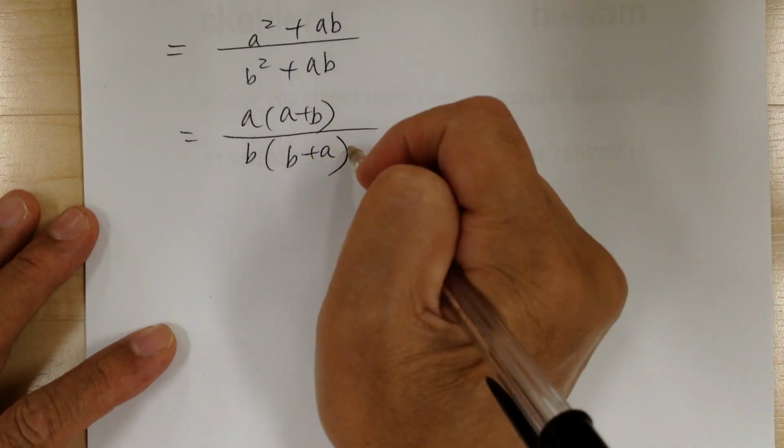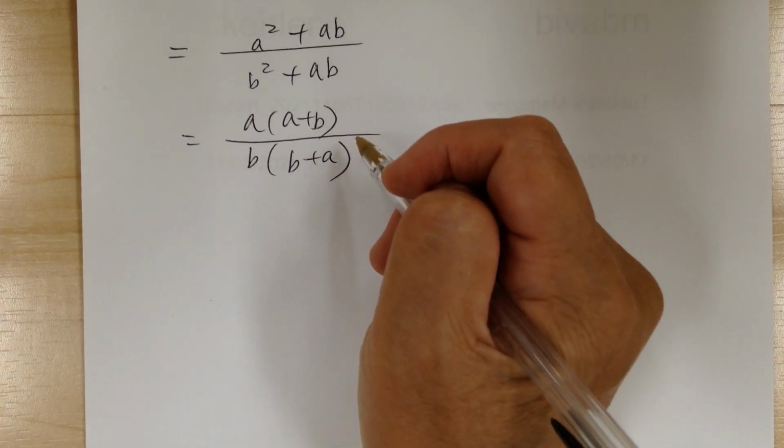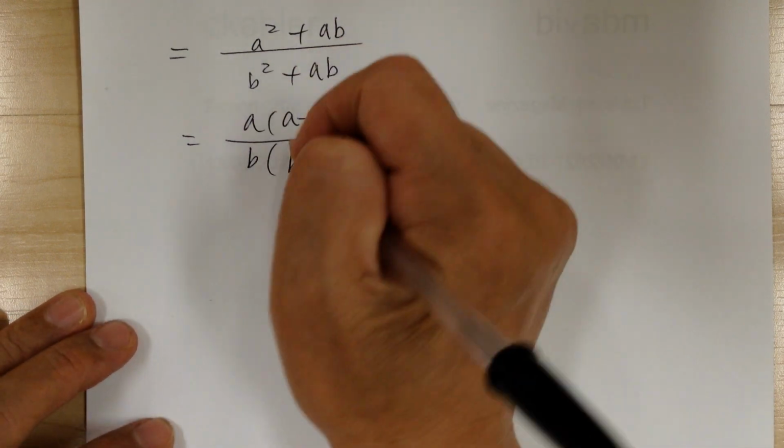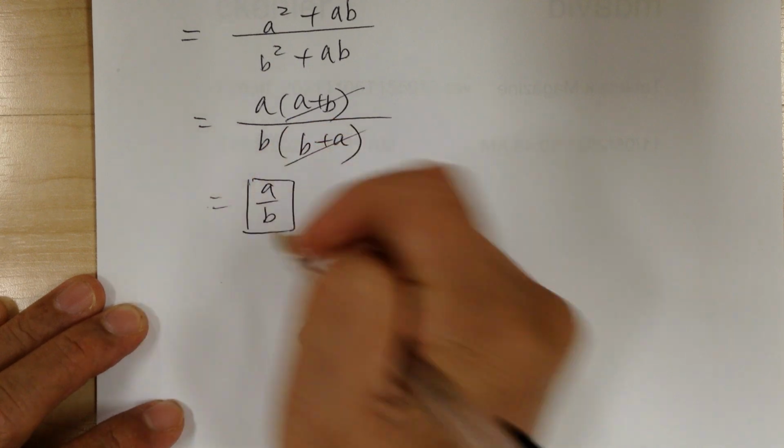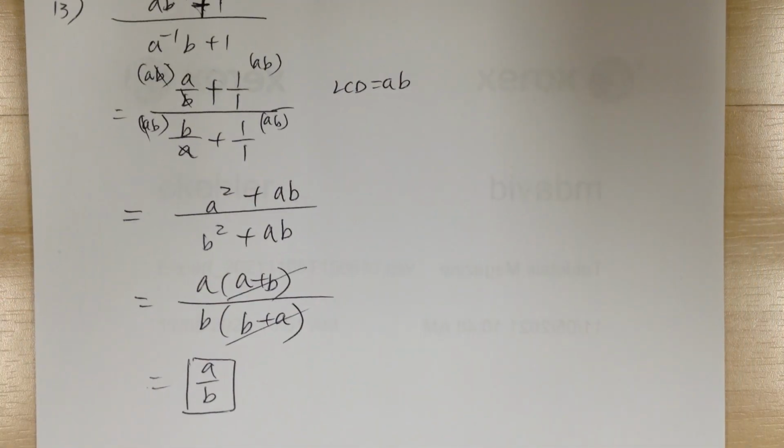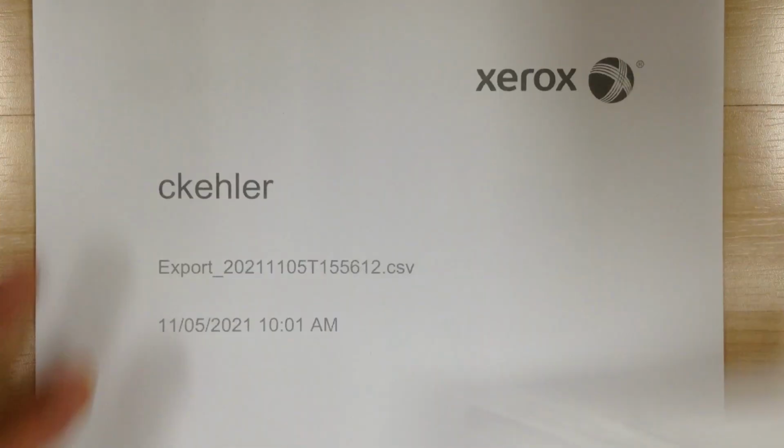Now a plus b and b plus a are the same because addition is commutative, meaning you can switch. So you can cancel out. The answer would be just a over b. Okay, next one.